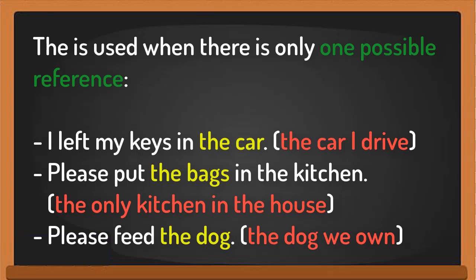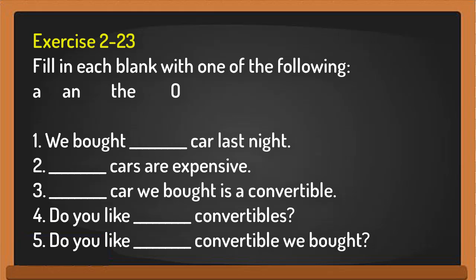Okay, so you can use "the" when there is only one possible reference. You don't have to introduce it because the person who listens already knows which one, because there is only one possible reference for that place, thing, or person. Now for exercise 223, please fill in each blank with one of the following: a, an, the, or no article. I am going to let you do 5 of them, and then after that you can look at the answer key in the description.